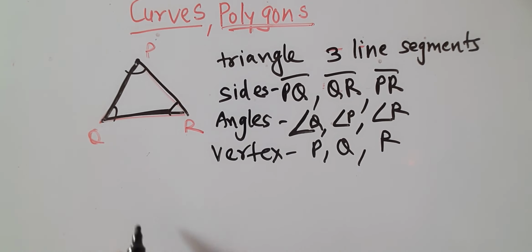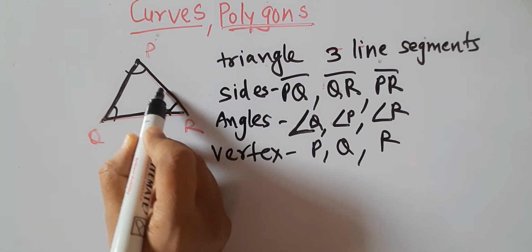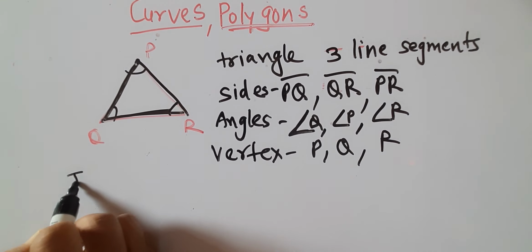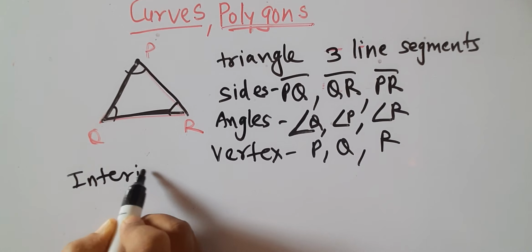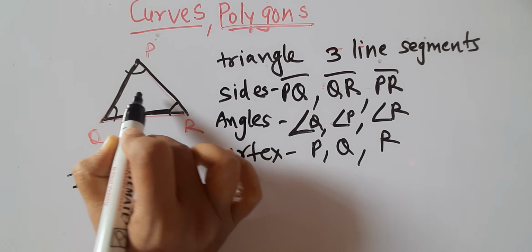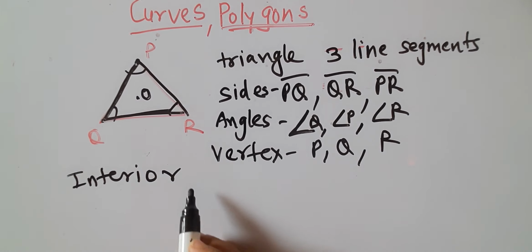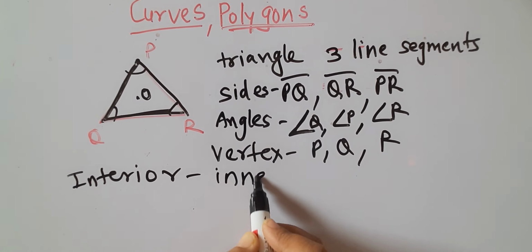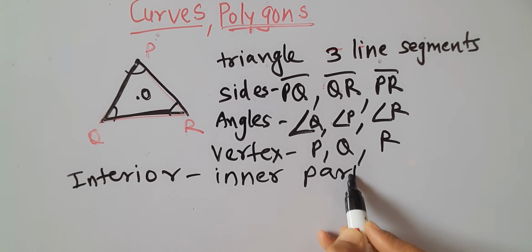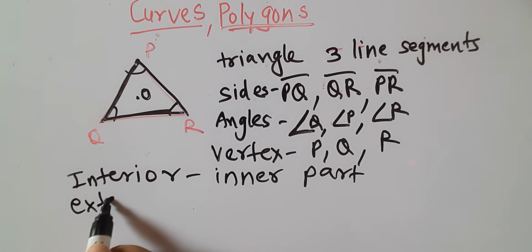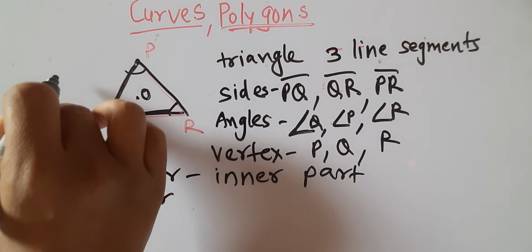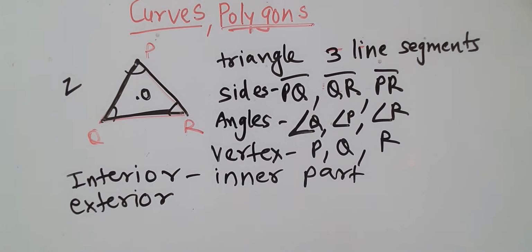Okay. The inner part of the triangle is known as the interior of the triangle. So if I put a point, suppose O here, then O is in the interior of the triangle, the inner part of the triangle. And similarly, the outer part of the triangle is known as the exterior of the triangle. So suppose there is any point here, it is in the exterior of the triangle.